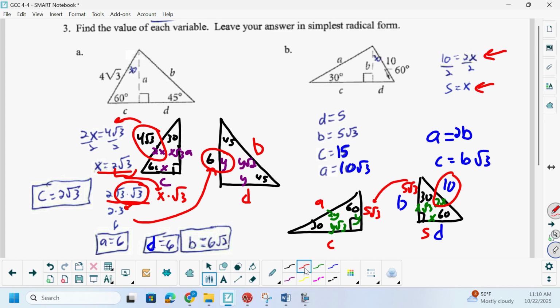That's across from the 30, so I used y in this case, y square root of 3 and 2y. So fill in the 5 square root of 3, and you get 15 for C and 10 square root of 3 for little a.